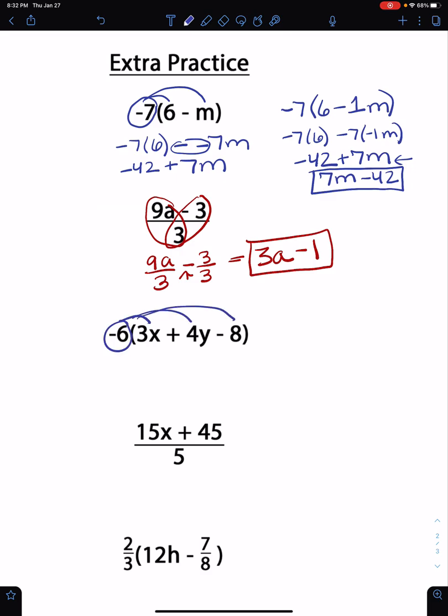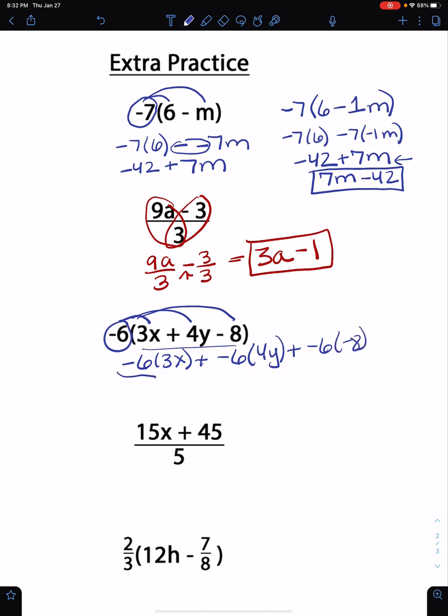Next one, I'm going to take this negative 6 and multiply it by each term in parentheses. So this might be the first time you're seeing more than 2 terms in parentheses, but it doesn't matter how many there are. I'm just going to multiply the negative 6 by each of them. So I'll have negative 6 times 3x plus negative 6 times 4y plus negative 6 times negative 8.